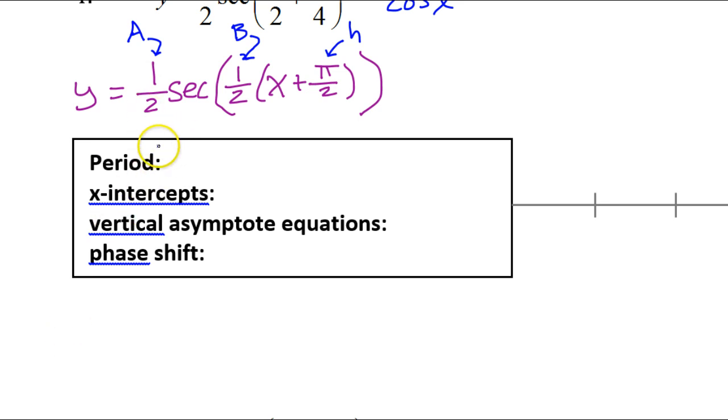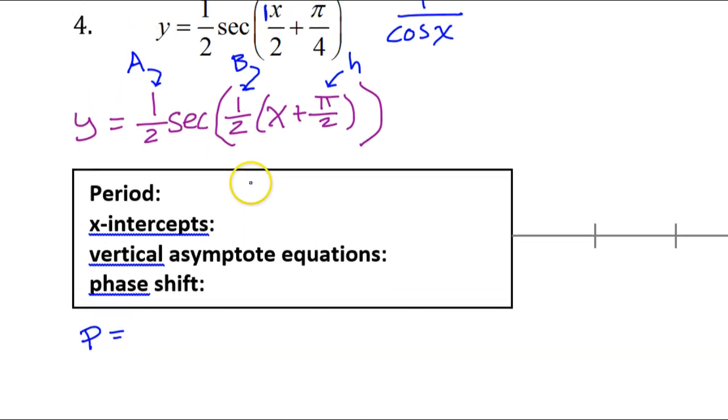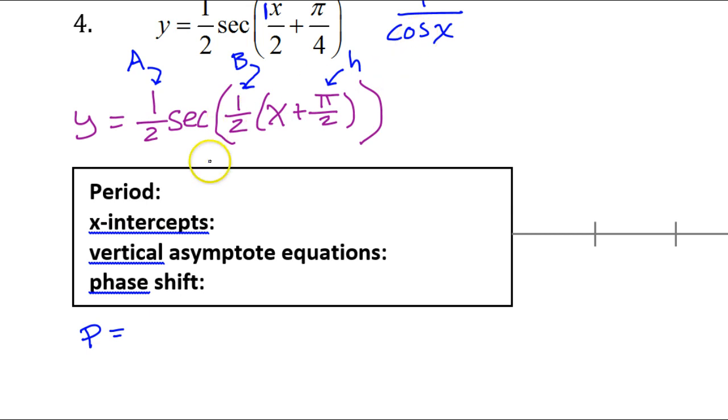Okay, so we need to find the period, which will be affected by the b value. So the period is going to be the normal period divided by the b value. And remember, I'm really looking at the cosine right now, and I know that the normal period is 2 pi, so I'm going to do 2 pi divided by the b value. And when you divide by a fraction, you multiply by the reciprocal. So that's why the period is going to be 4 pi. So I'm going to have 4 pi right here. We'll deal with the x-intercepts and asymptotes later.